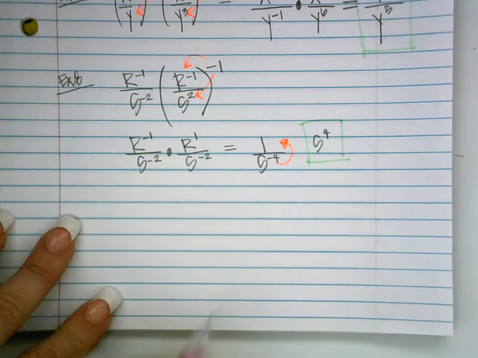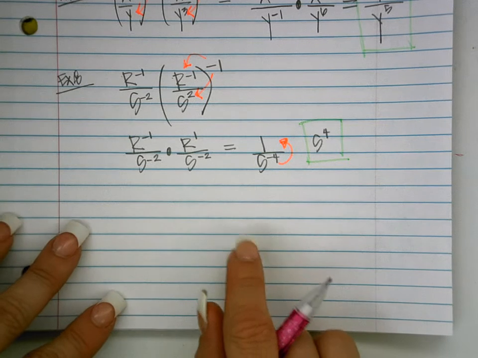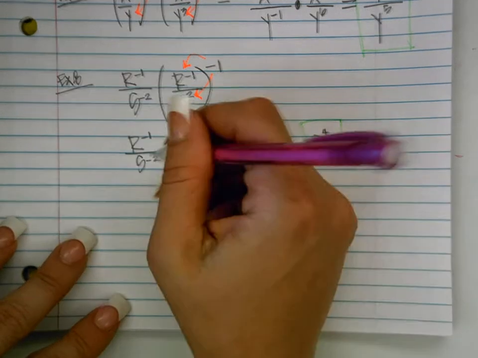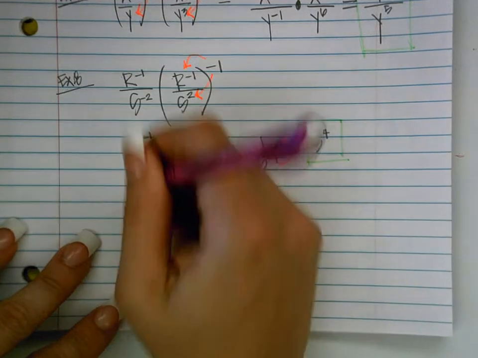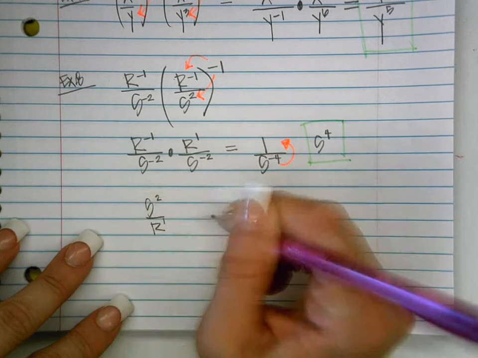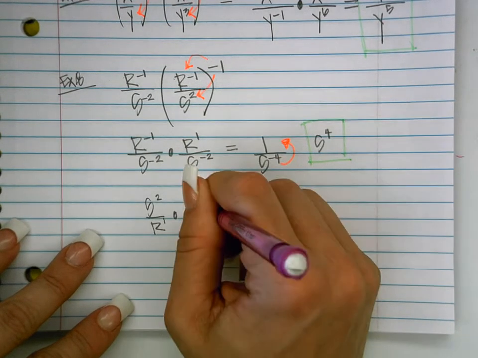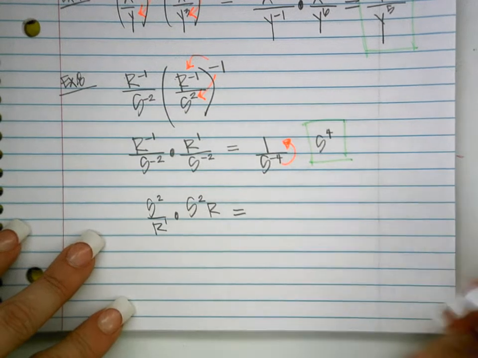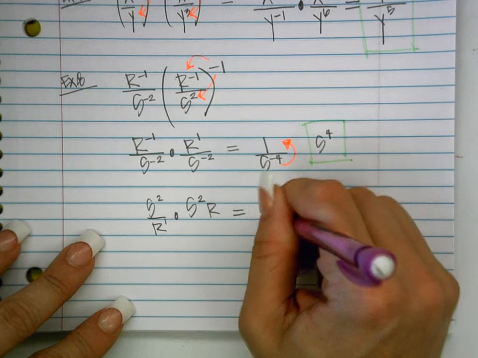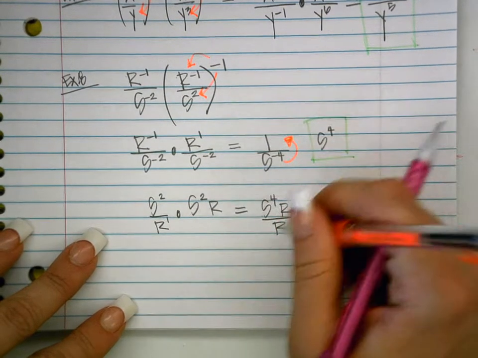Anybody have questions? Yes. Since r is negative 1 and s is negative 2, can you switch those to positive there? You could. If you did it the other way, you would flip these. So you'd get s to the 2nd over r to the 1st. Then in this one, when you switch them, you'd also get s to the 2nd, and you'd still have an r. So either way, you'd get s to the 4th, r over r. Then these would reduce each other away, and you'd still end up with just s to the 4th.